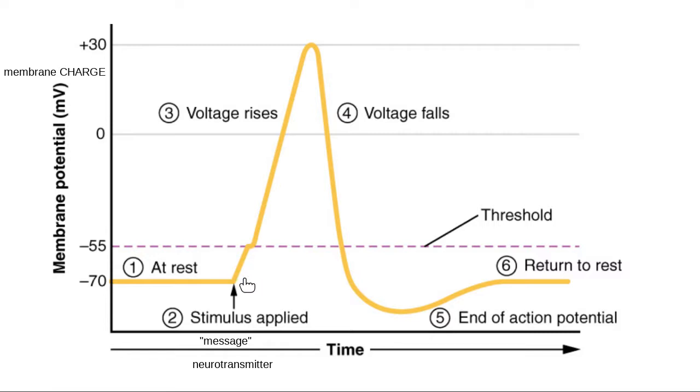So remember those channels we were looking at? They can move things into the cell or move things out of the cell. The specific kind of channel that we're seeing open right here on my graph is a chemically gated sodium channel.